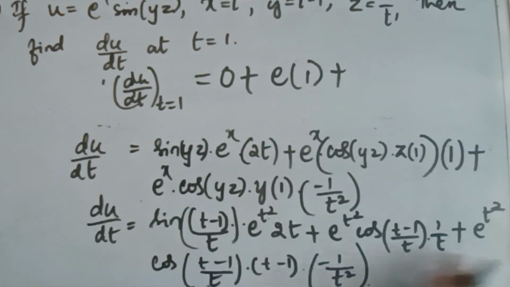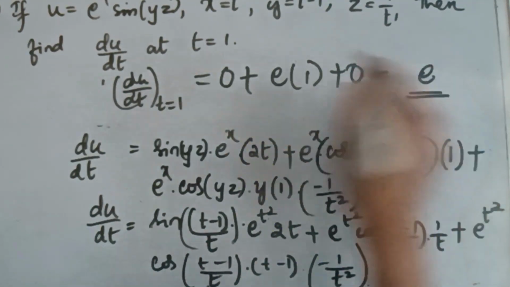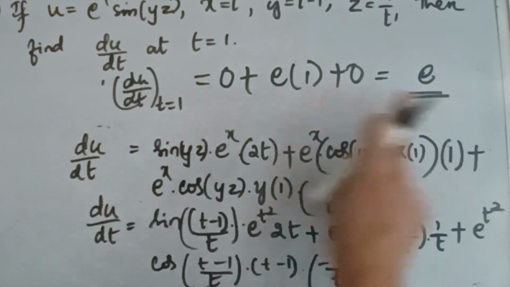Plus third term here again, cos of 1 minus 1, 0. Cos 0 is 1. 1 minus 1 is 0 here. Therefore, the whole term becomes 0. Hence, the value of du/dt at t = 1 is e.